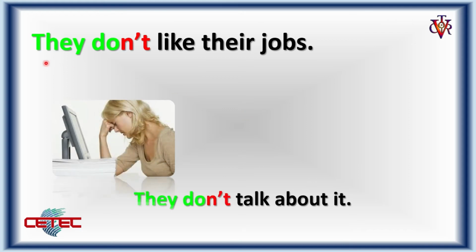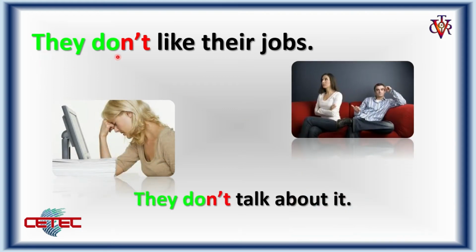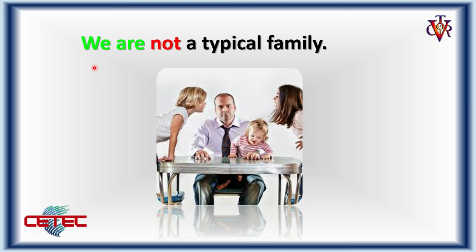Let's see another examples. Now, they don't. Now, it's easy to know because it's they. This is my subject. That means two people. They don't like their jobs. Like is the verb. They don't talk about it. So here we are talking about two people. They don't. This is the verb, talk about it. Here, so we have to be focusing on how we use our sentence.